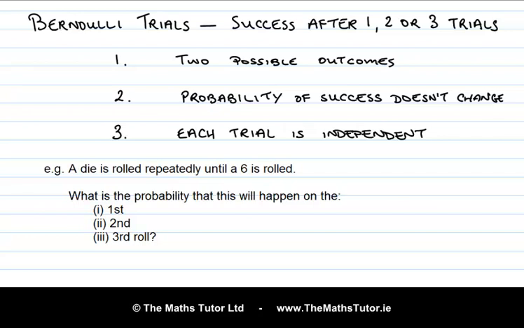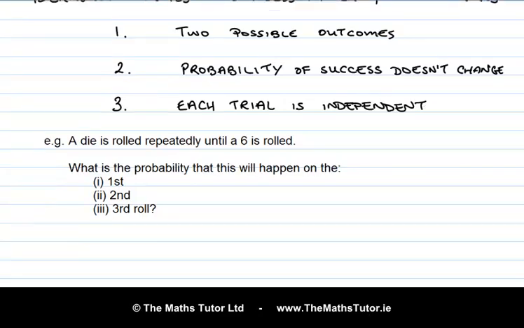Well, this is a Bernoulli trial because there are 2 possible outcomes for each trial. You could have success or failure. So you either get a 6 or you don't get a 6. That's all you care about. So 2 possible outcomes. The probability of success doesn't change from one trial to the next. That's true. The probability doesn't change from one roll to the next. And each trial is independent. So the outcome of the first roll has no effect on the outcome of the second or the outcome of the third. So let's go ahead and answer the question.